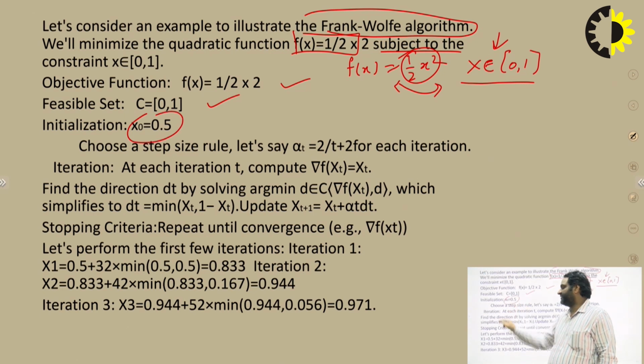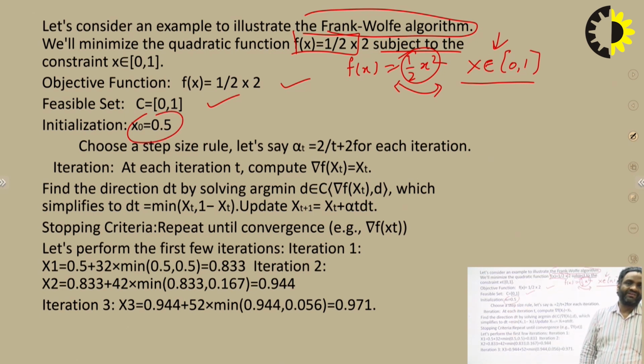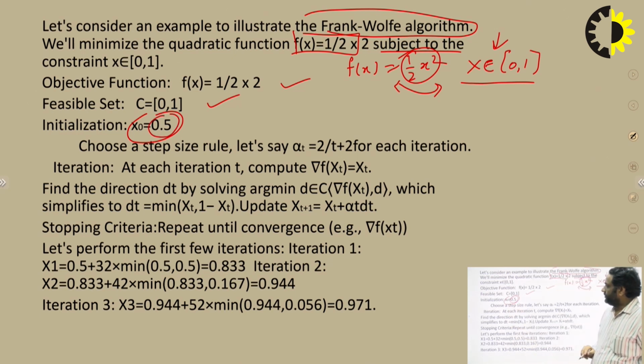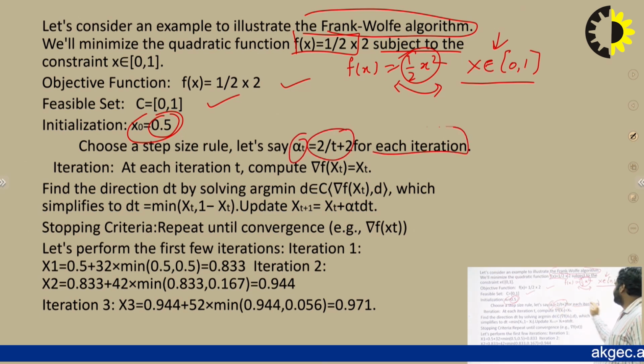Let's start with step number 1. We need to initialize. Our initial point will be x naught, that is 0.5. Choose a step size rule. Let's say alpha t will be 2 by (t plus 2) for each iteration. This is our step size. Then at each iteration t, compute this.